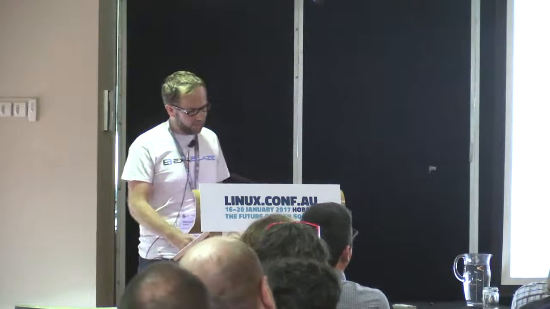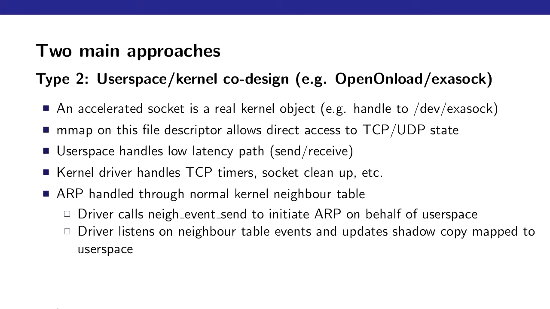Like I say, there's advantages in that there's no kernel code required in a user space only TCP library. The other approach, which is the approach used by OpenOnload and our stuff, exasock, is where you have a user space bit and a kernel bit.